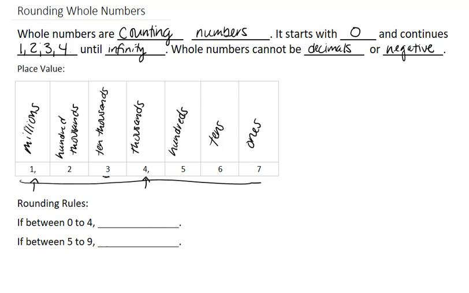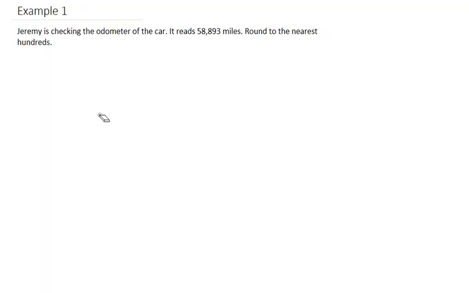And then the last thing we want to cover is rounding rules. So if we are between the numbers 0 to 4, we round down. And if we're between 5 to 9, we round up. So let's go and apply all these rules to our example.